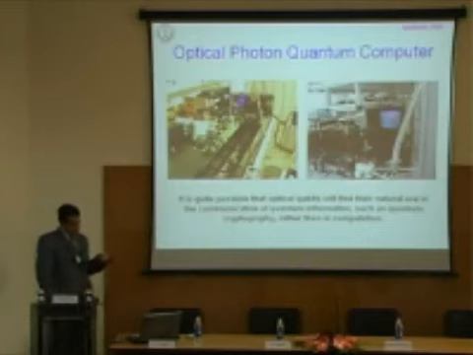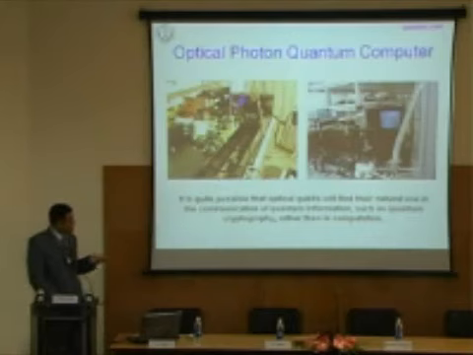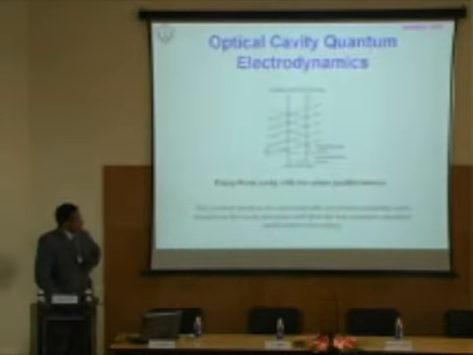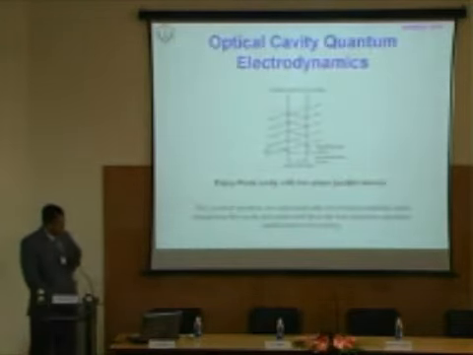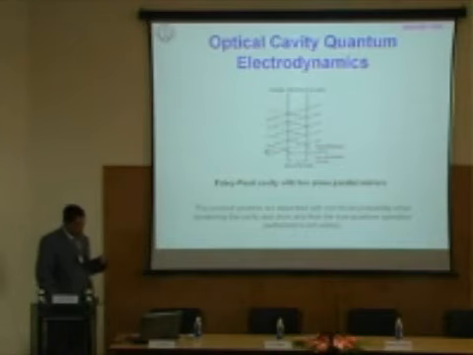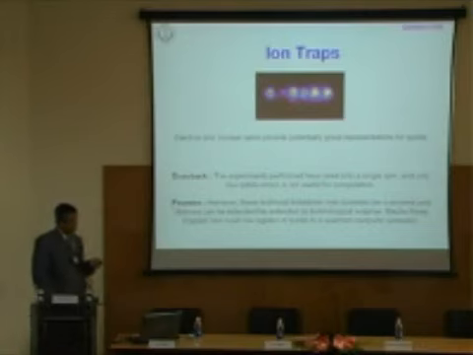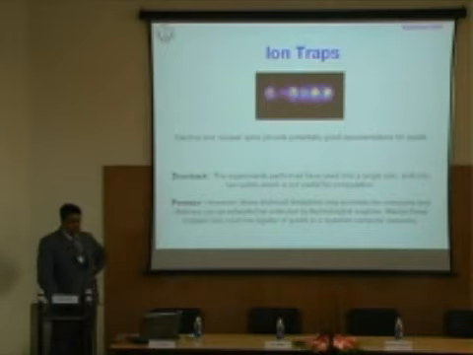It is quite possible that optical qubits will find a natural use in the communication of quantum information, such as quantum cryptography, rather than in computation. Then optical cavity quantum electrodynamics. Fabry-Perot cavities have been used with 2 plane mirrors. Then ion traps. Electron and nuclear spins provide potentially good representation for qubits. The drawback is the experiments performed have used only a single spin and only 2 qubits, which is not useful for computation.